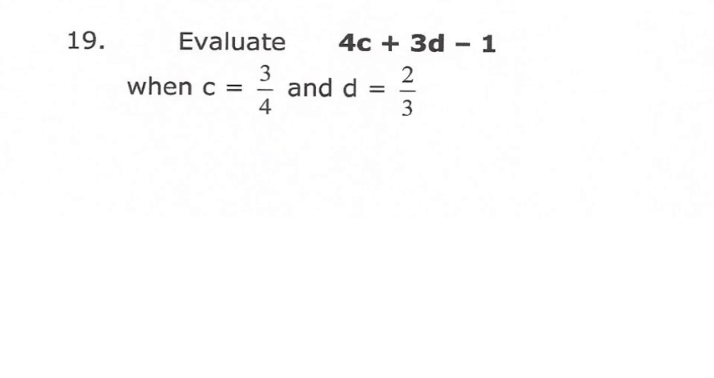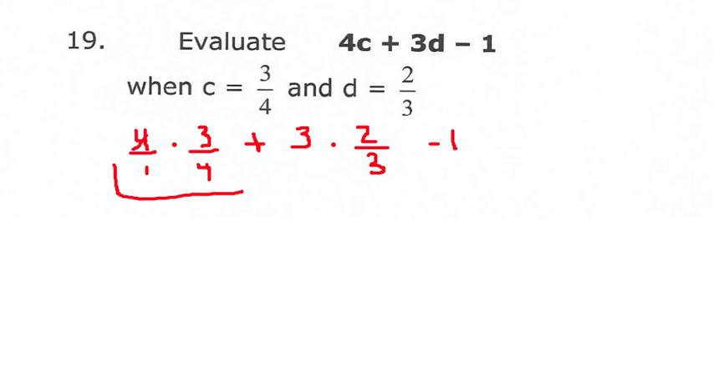Question number 19. Evaluate, which also means to solve, 4c plus 3d minus 1 when c is equal to 3/4 and d is equal to 2/3. So here we're going to have to multiply first. 4 times 3/4, turn it into a fraction. And you see that this 4 and this 4 cancel each other out. And so 1 times 3 is 3. 1 times 1 is 1.